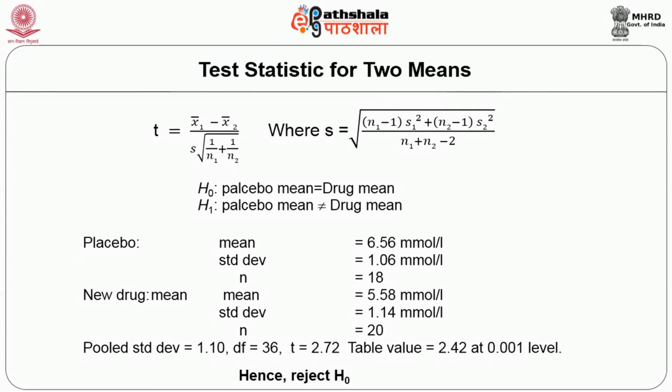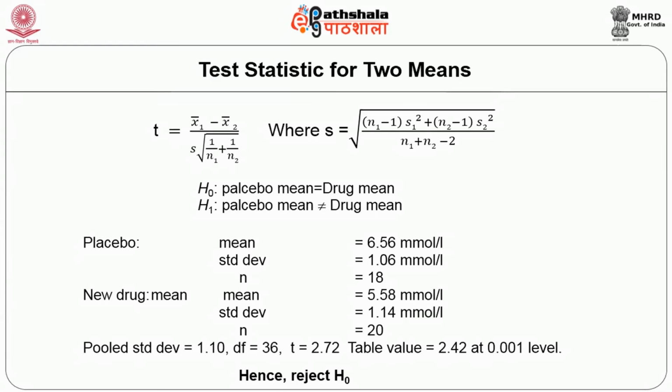It is clearly showing that in the drug group the cholesterol level has been reduced by almost 1 millimolar per liter. Now we want to prove whether this 1 millimolar is statistically significant or not using the formula. Substituting these values in the formula given in the slide, the t value is 2.72 and the corresponding table value is 2.42, which is less than the observed value. Therefore, we reject the null hypothesis.